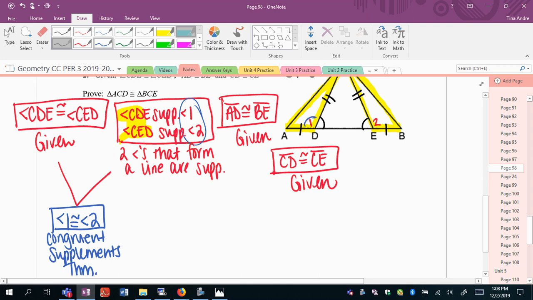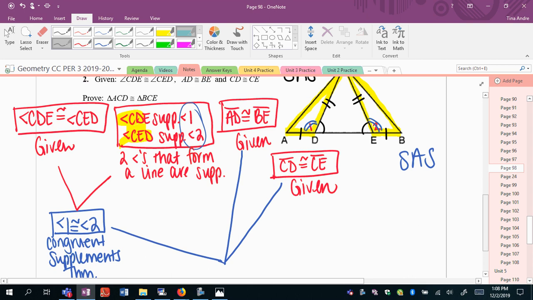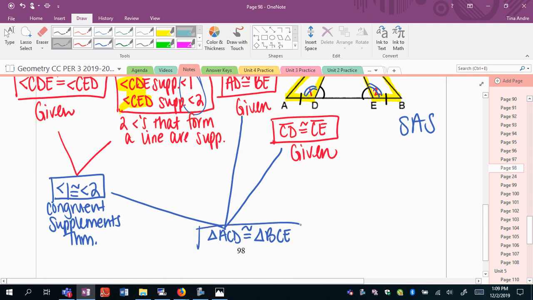And then from here, I can mark my picture with those, and I can now see in the yellow triangles that I have side angle side. So when I go to piece these together, here's my angles, here's a pair of sides, here's the other pair of sides. So I can say triangle ACD is congruent to triangle BCE by side angle side. And again, just to verify that, we have the included angles, we have the sides that make up the included angle right there. So there's my 3 things to be able to say side angle side.